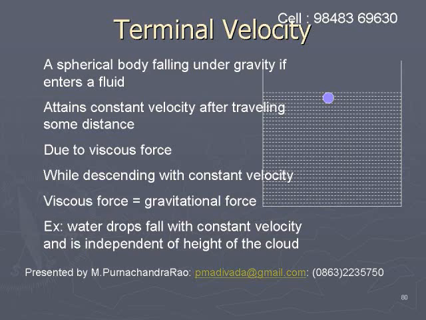So when a spherical body is moving with terminal velocity in a fluid, then the gravitational force, a downward force, is equal to the viscous force, an upward force. The sum of the downward forces is equal to the sum of the upward forces. So the resultant force will be zero on this body when it travels with terminal velocity.